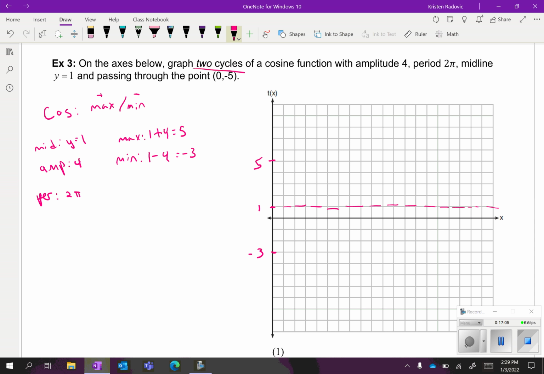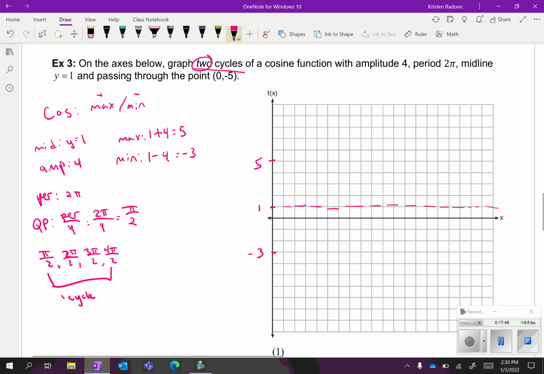Next, I'm going to look for my x-axis values. So I have my period and I have my quarter points. To get your quarter points, you're going to take the period and divide by 4. So 2 pi over 4 simplifies to pi over 2 because 2 divided by 4 is a half. From there, your first quarter point is pi over 2, 2 pi over 2, 3 pi over 2, 4 pi over 2. Those are 4 quarter points, so this is 1 cycle.